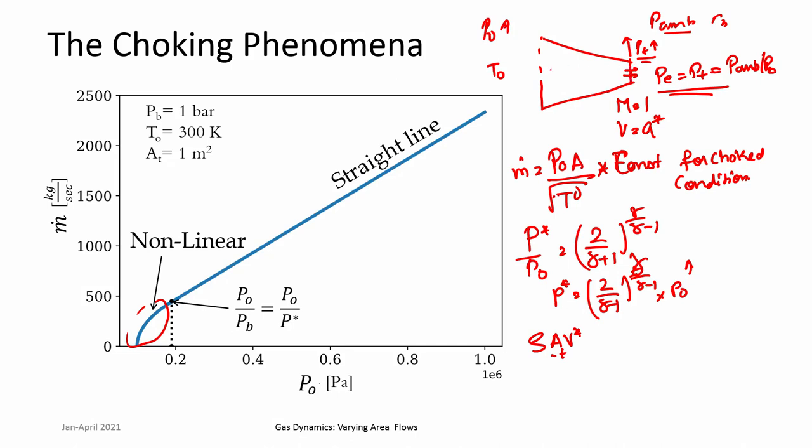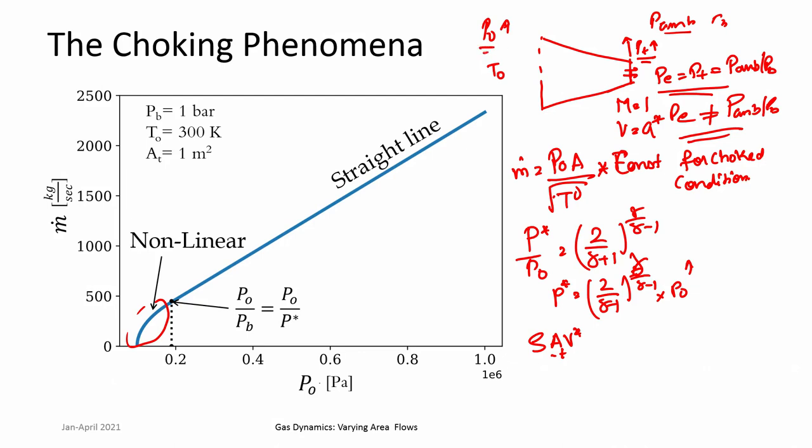As a consequence of that, the back pressure, or the exit pressure of the nozzle, is not necessarily equal to ambient pressure or back pressure. Okay, so this condition has to be understood. Then how do we calculate exit pressure?